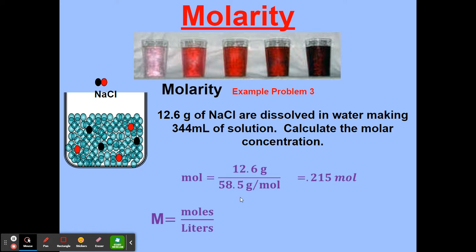So now we know how many moles. So we know 0.215 moles. We know a volume, but the volume is not in liters. The volume is in milliliters. So you've got to convert this to liters. So it becomes 0.344 liters because you've got to move the decimal point over 3 places. All right. And then you just divide these two numbers out and you get 0.625 molar NaCl.